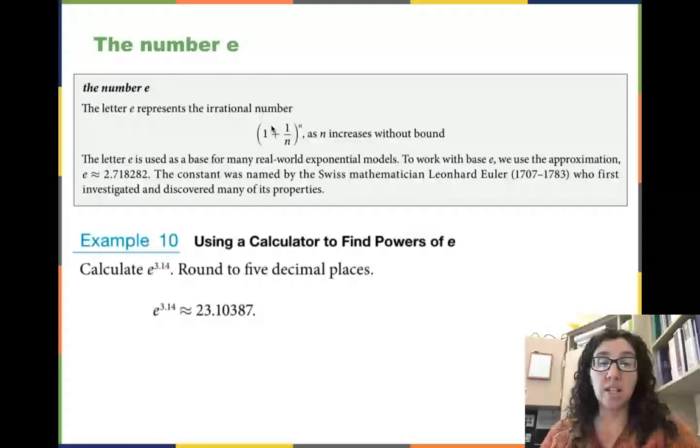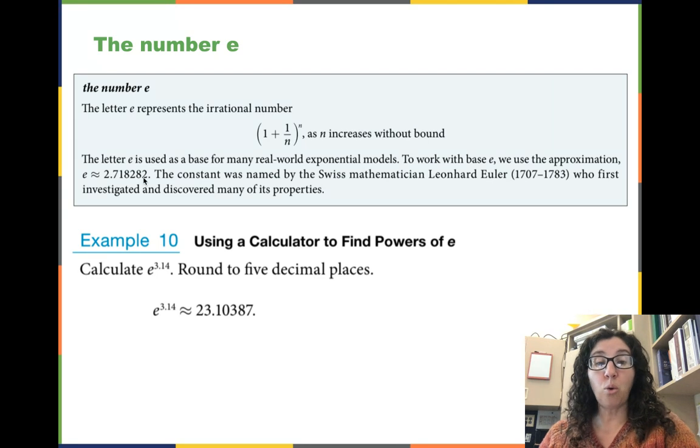And the definition is it's the limit when n gets really, really, really big, this expression, 1 plus 1 over n to the nth power, approaches that value. And you could try that. Put in like 1,000 for n, put in 1,000,000 for n, put it in your calculator and see what you get. It should be getting closer and closer to this value. And this actually shows up in all kinds of places. So it's like pi. It's this irrational number that shows up in the natural world.